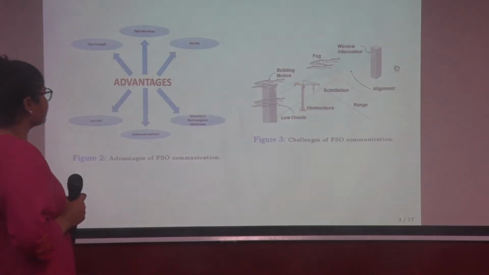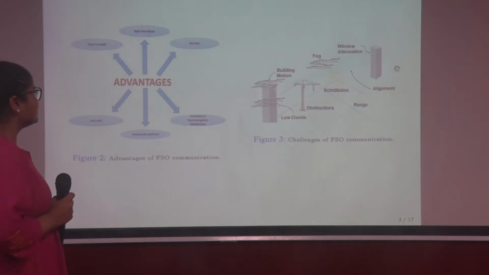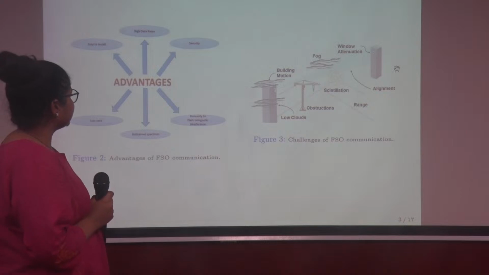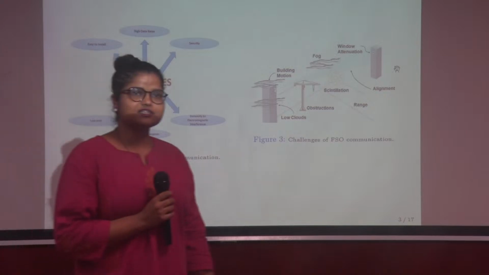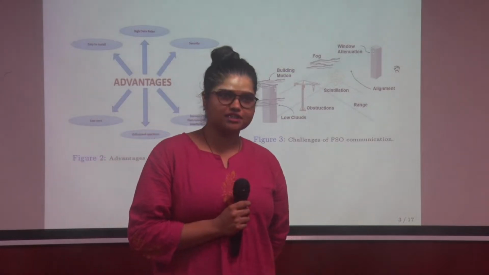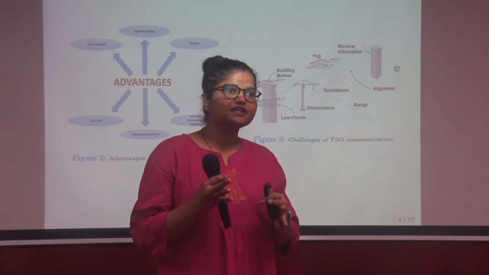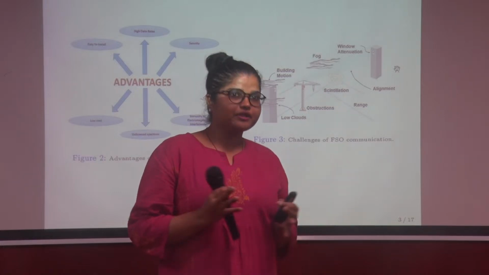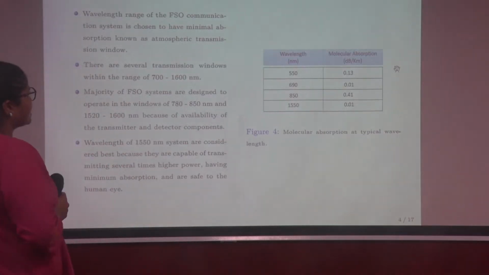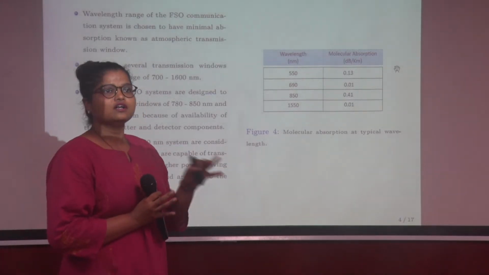Some of the advantages of FSO communication are security, high data rate, immunity to electromagnetic interference, unlicensed spectrum, low cost, and it is easy to install. But there are also many challenges in the FSO system, such as it is highly affected by atmospheric turbulence, attenuation, and if there is any obstacle between the transmitter and the receiver side, then it is unable to communicate. Wavelength and molecular absorption matter, as the FSO system is highly affected by atmospheric conditions.